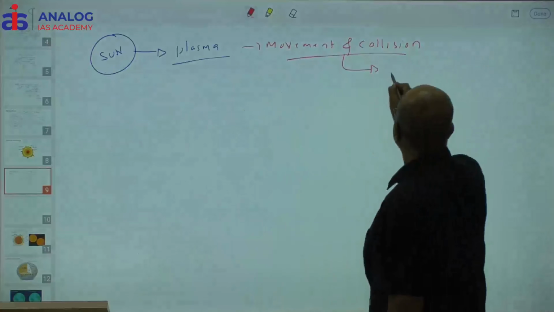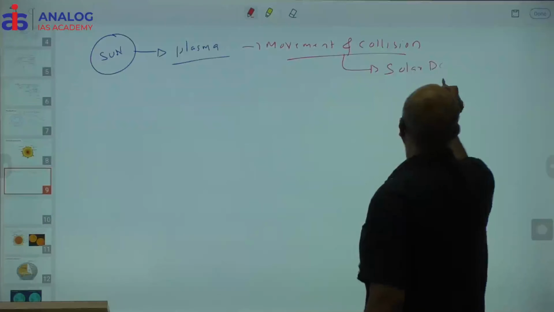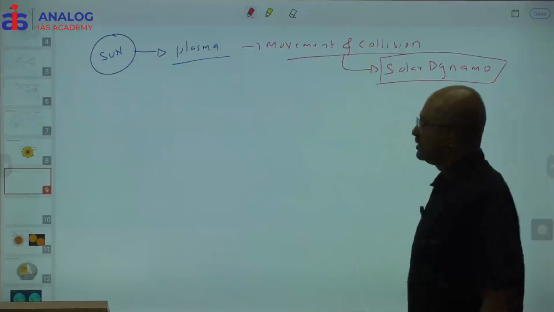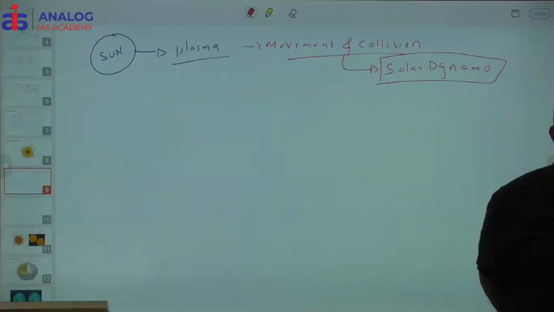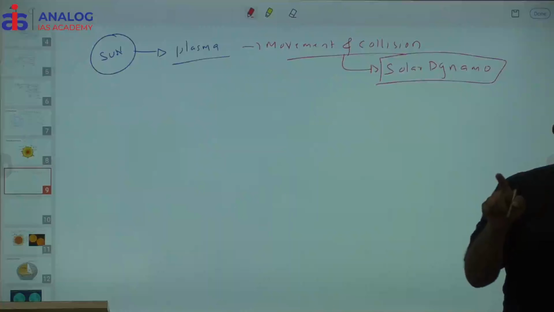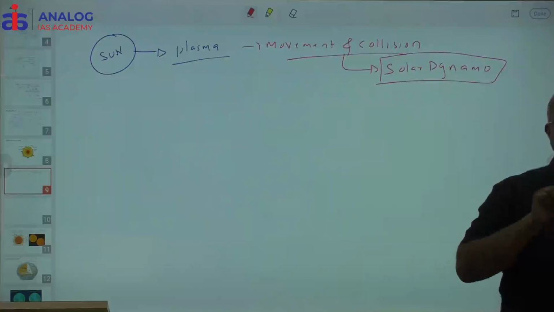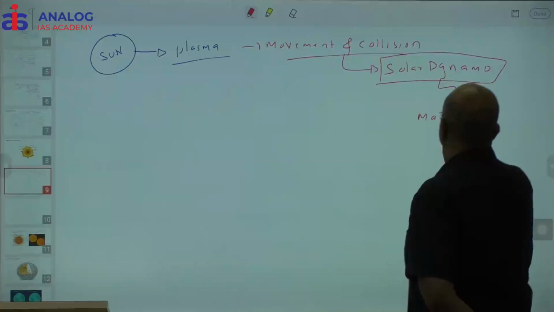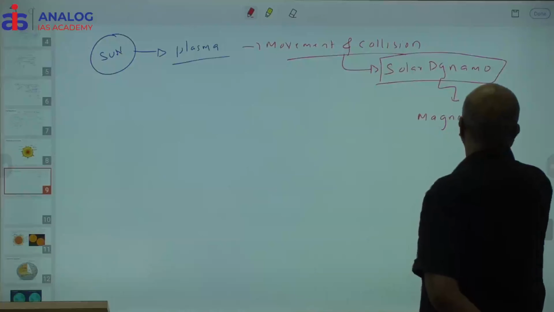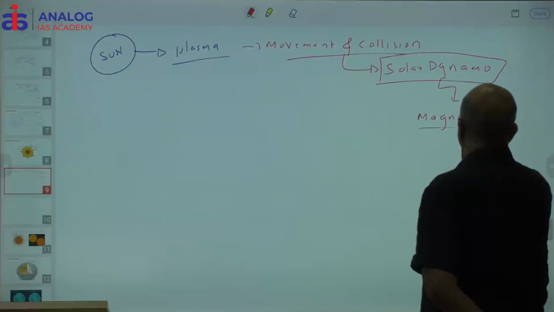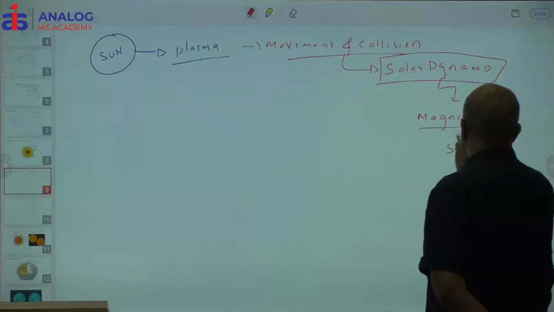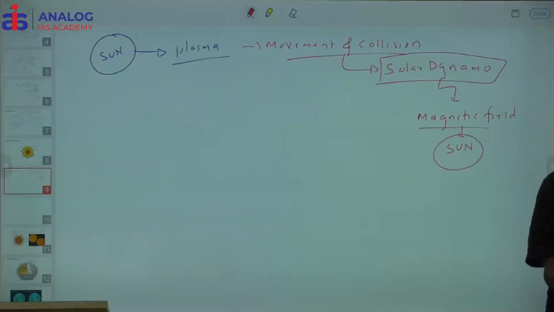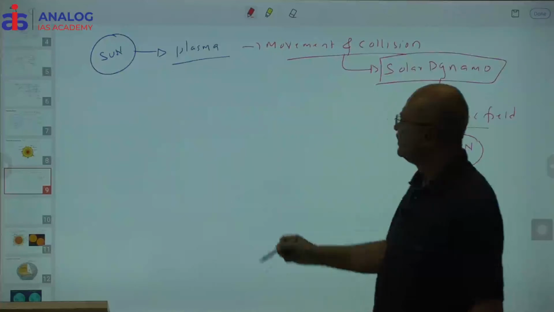Just remember, solar dynamo. And this solar dynamo mechanism is responsible for creating a strong magnetic field for the sun. So it means the sun's magnetic field is limited to a certain area.